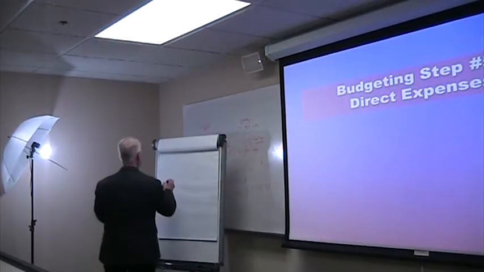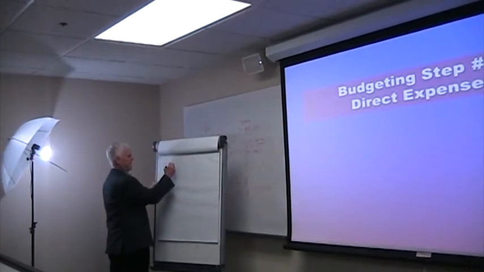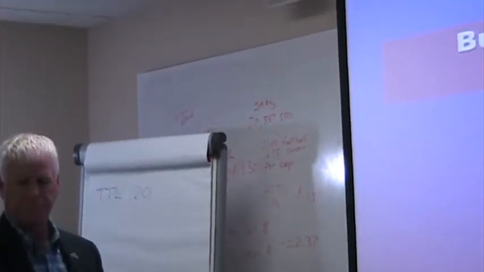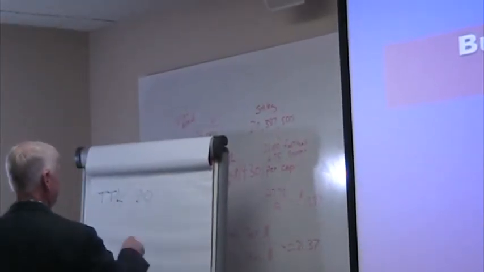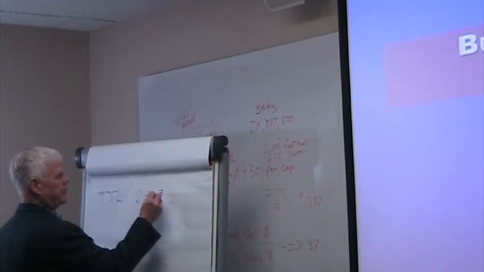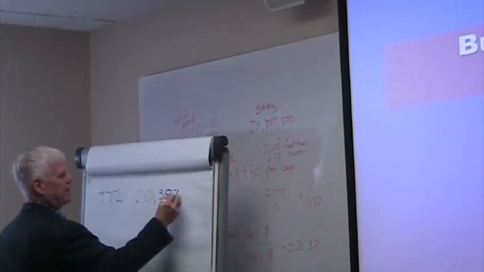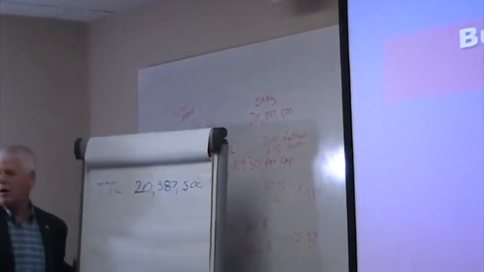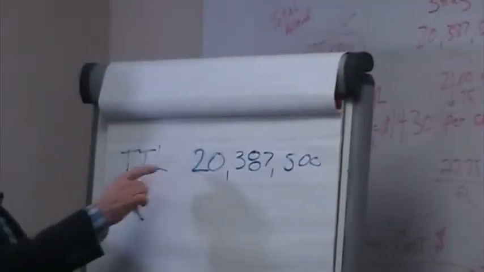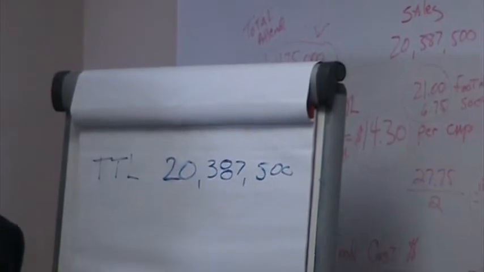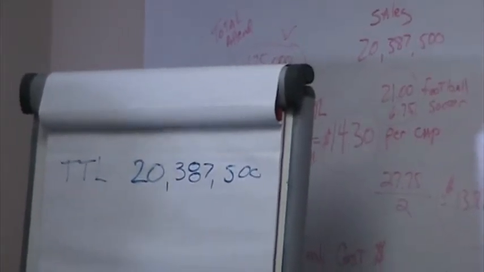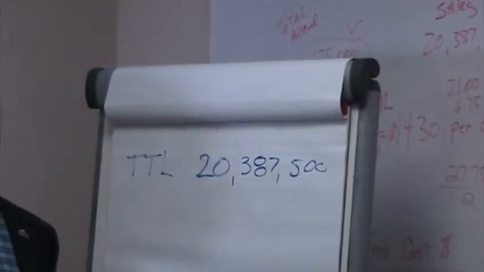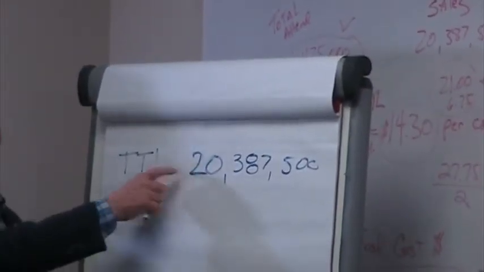Okay, here's the deal. Total sales: 20 million. 387,500. Now, on B, we broke down these sales to figure out how we got 20 million. So we saw how many hot dog sales it took to get to this, how many soda sales, what was the percent of beer sales to get to the 20 million?